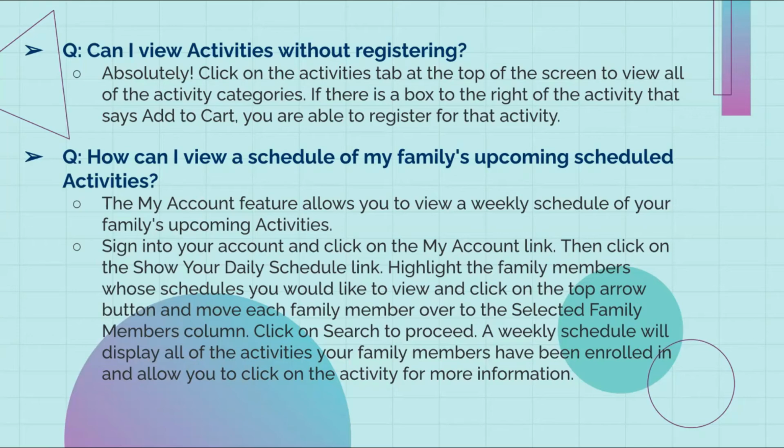How can I view a schedule of my family's upcoming scheduled activities? The My Account feature allows you to view a weekly schedule of your family's upcoming activities. Sign into your account and click on the My Account link. Then click on the Show Your Daily Schedule link. Highlight the family members whose schedules you would like to view and click on the top arrow button and move each family member over to the selected family members column. Click on Search to proceed, and a weekly schedule will display all of the activities your family members have been enrolled in and allow you to click on the activity for more information.